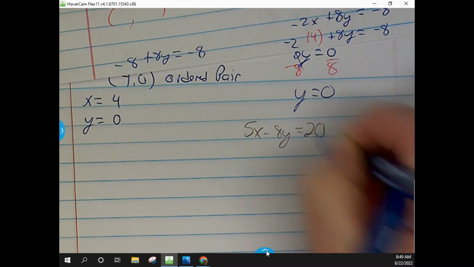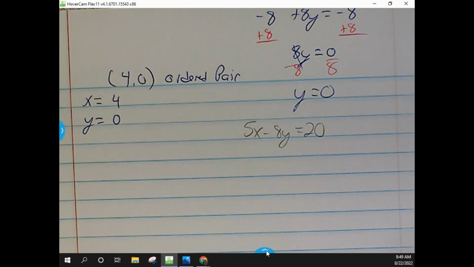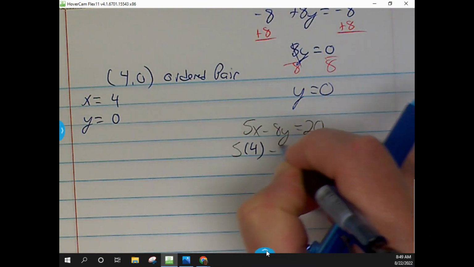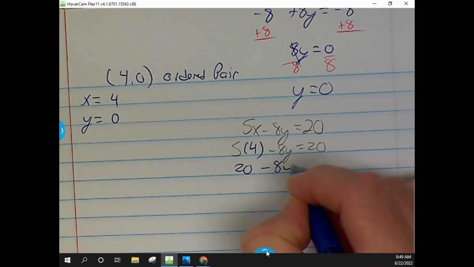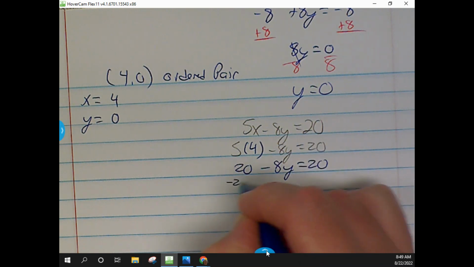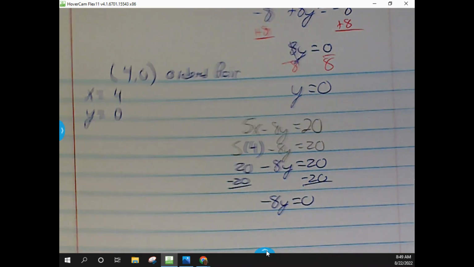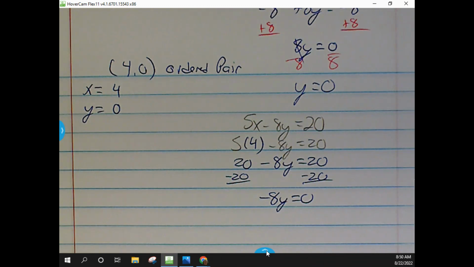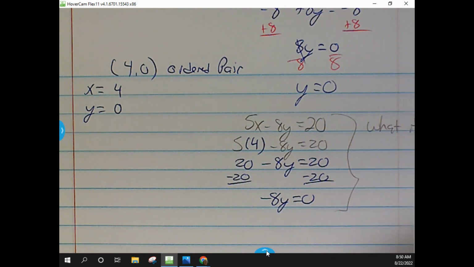Yeah, and you don't have to write this down. This is just saying what if. If we'd taken x equals 4 and plugged it into this one, it would have been the same answer. Because that would have been 20 minus 8y equals 20. If you subtract 20, you still get 8y equals 0. And we divide by the negative 8, we still would get 0. So in that case, it doesn't matter which equation you plug it into. You're still going to get the same answer either way. So that was just a what if.